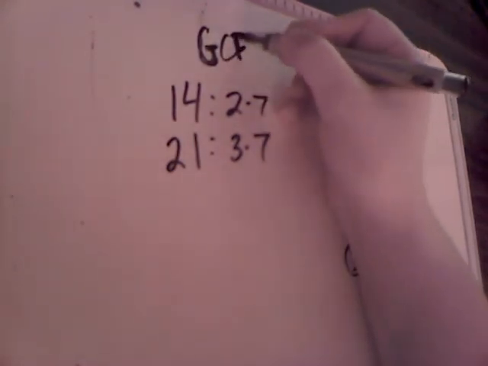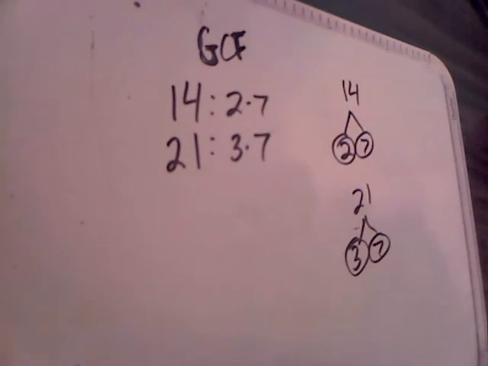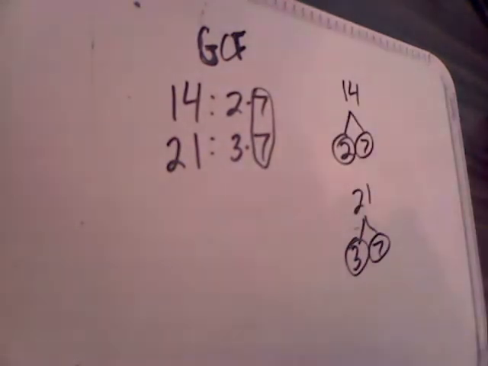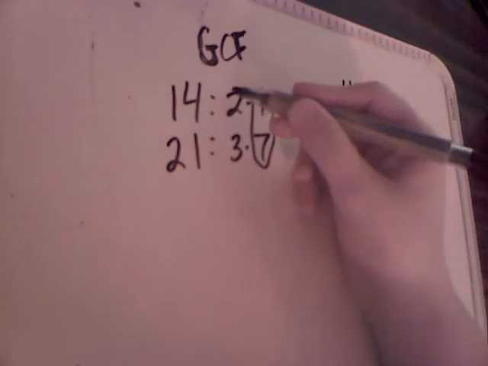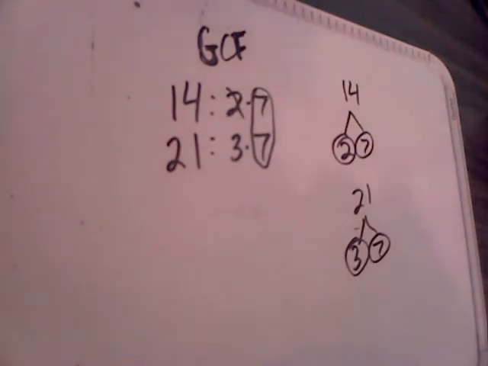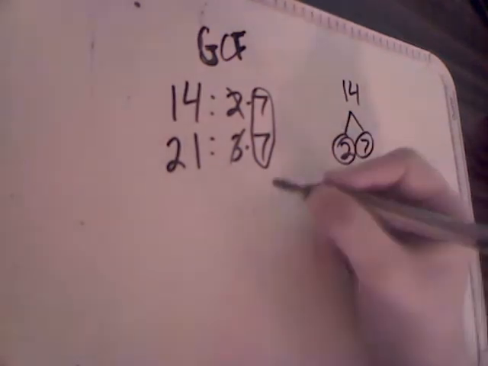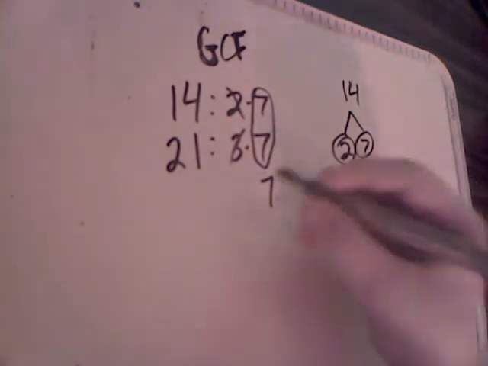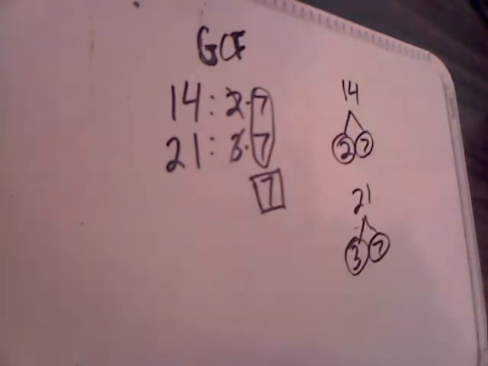Go Fish. Okay? The 14 asks the 21, hey, do you have any 7s? 21 says, sure, and then we make a pair. 14 says, hey, do you have any 2s? 21 says, nope. 21 says, hey, do you have any 3s? 14 says, nope. So we're left with 7. We're going to label this our GCF is 7.